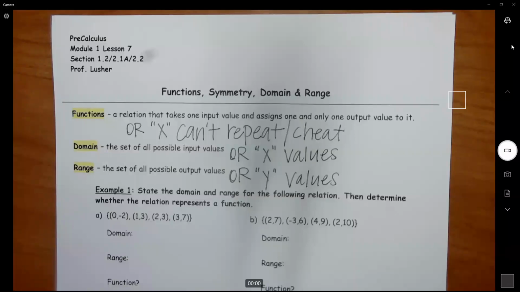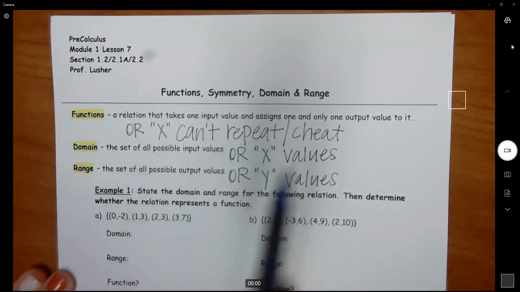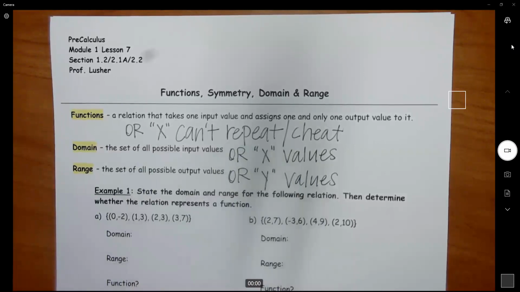Hey guys, in this video, we're going to go over functions and domain and range. So on your notes, I have your book definitions for function, domain, and range. And then I wrote over here what I think is more helpful and makes more sense.